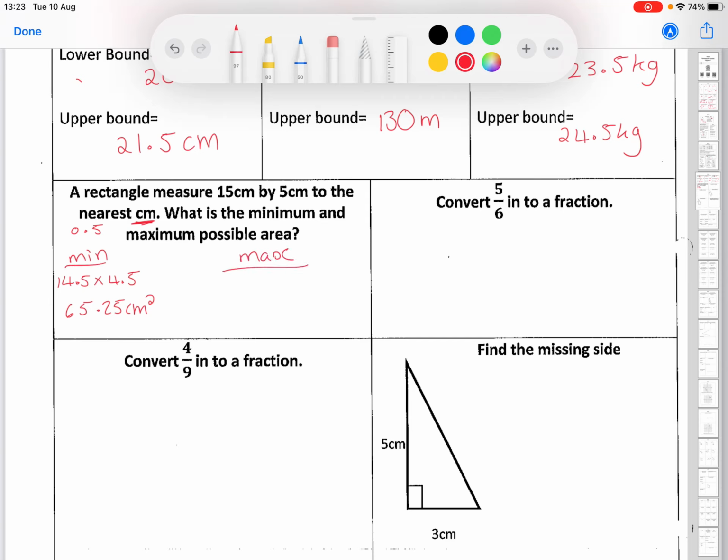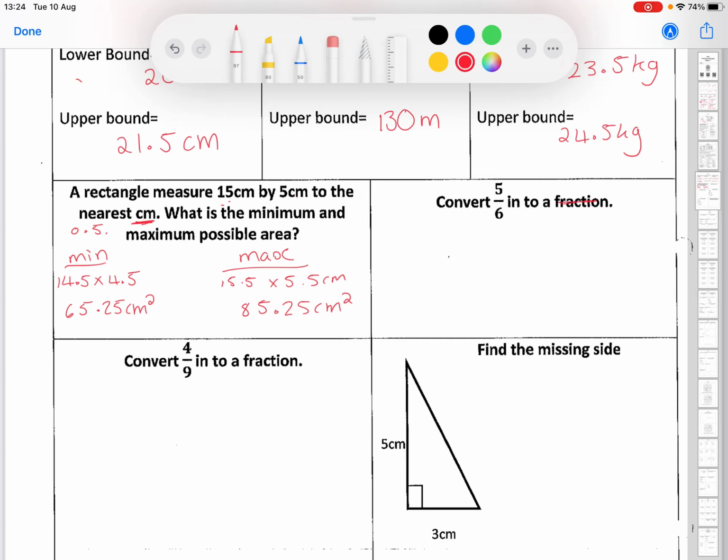And our maximum is going to be your upper bound, so we're going to take that half and add it onto both of those. So we've got 15.5 centimetres and 5.5 centimetres. Why did I randomly write centimetres on just that one? I don't know. We've got 85.25 centimetres squared.